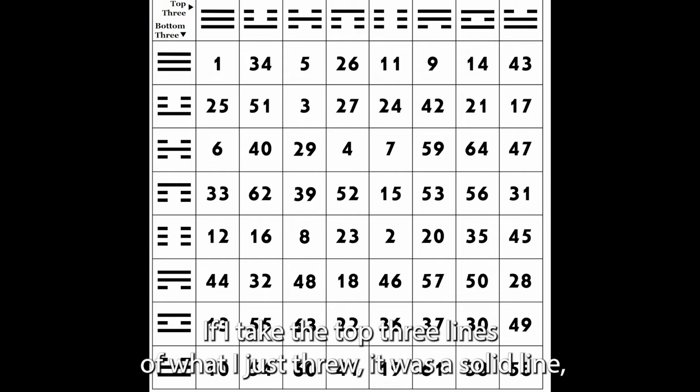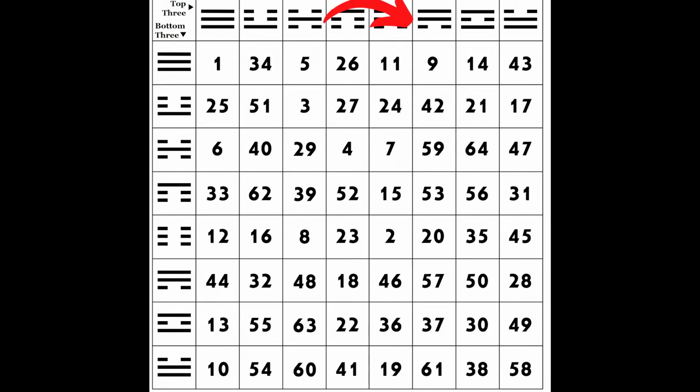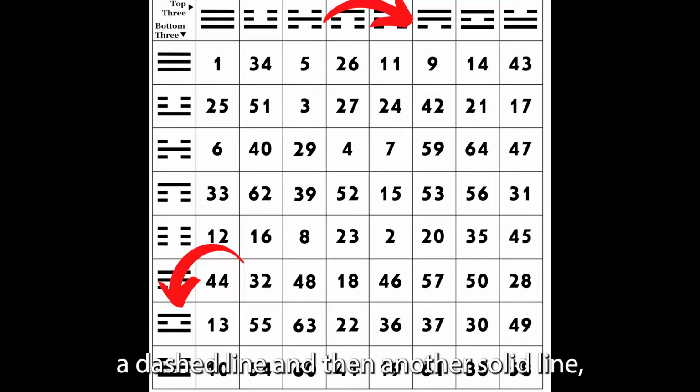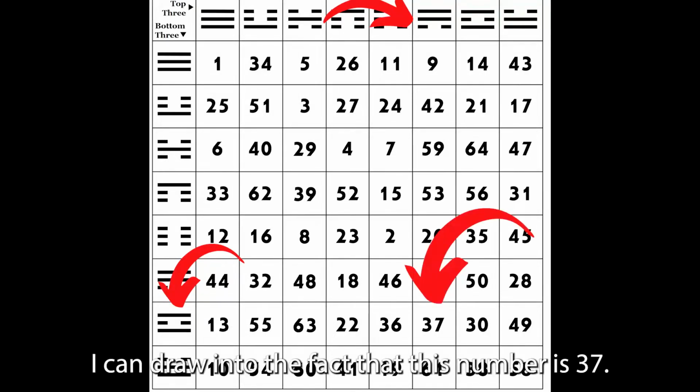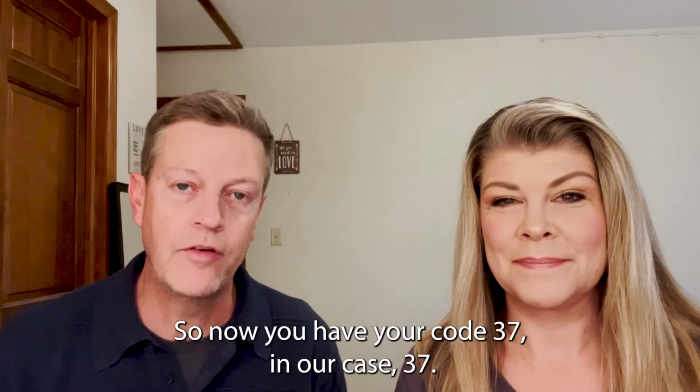If I take the top 3 lines of what I just threw, it was a solid line and a dashed line. That is represented right here in this column. Then if I go down to what the bottom 3 lines were, which was a solid line, a dashed line, and then another solid line, I can see that this number is 37. So now you have your code, in our case 37.